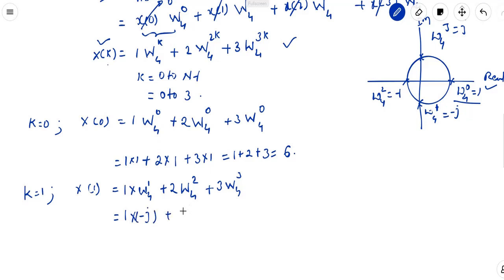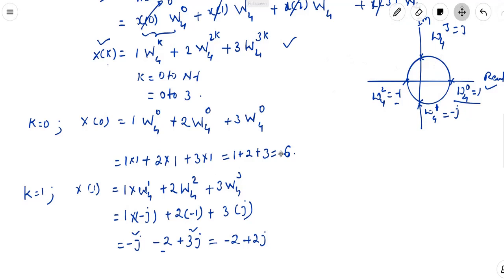Plus 2 into how much is omega 4 of 2? Can you see here? This is the value. So this is into minus 1, plus 3 into j. So this becomes minus j minus 2 plus 3j. The real number becomes minus 2. You have plus 3j and minus j, so this becomes plus 2j. This is your imaginary part.